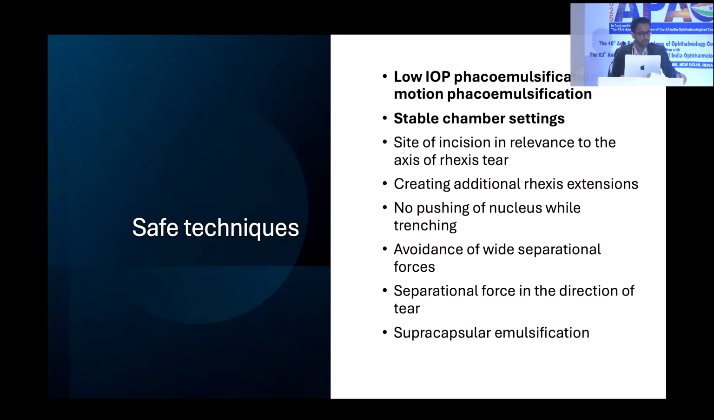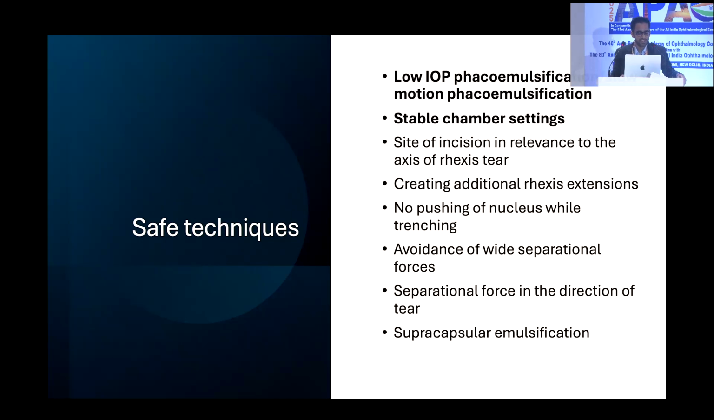So the safe phacoemulsification techniques you have to use are low IOP phacoemulsification, slow motion as described by Dr. Abhay and Dr. Bob Wasser. Then you need to have stable chamber settings. The site of incision, if you can make it slightly away from the tear or perpendicular to the tear, would be better, as it prevents any further stress on the bag.